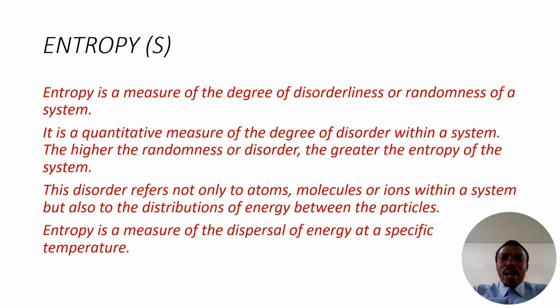So we can now define entropy as a measure of the dispersal of energy at a specific temperature. Temperature brings about an increase in the degree of disorderliness or randomness within the system. So temperature is very, very important. When you increase temperature, you're increasing the degree of disorderliness or randomness within the system. When you decrease the temperature, you're decreasing the degree of disorderliness or randomness within the system. So entropy is a measure of the dispersal of energy at a specific temperature, which leads to a measure of the degree of disorderliness or randomness of a system.